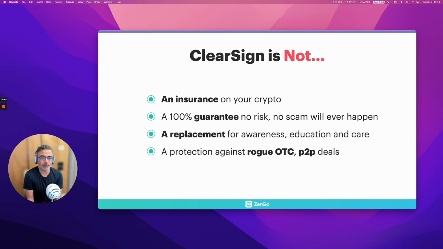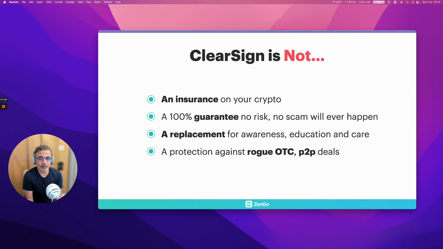It's a guided protection for web3 transactions, so you understand them, and in certain cases will protect you against the theft of your crypto assets. It's not a 100% guarantee that no risk or no scam will ever happen. There is no such thing as a 100% guarantee and no scam.